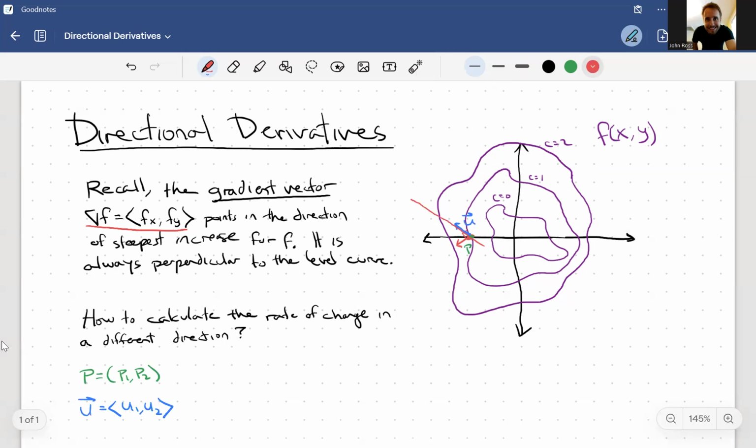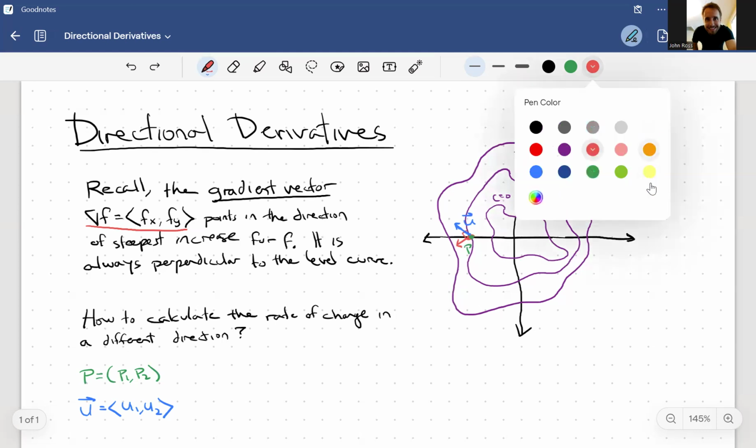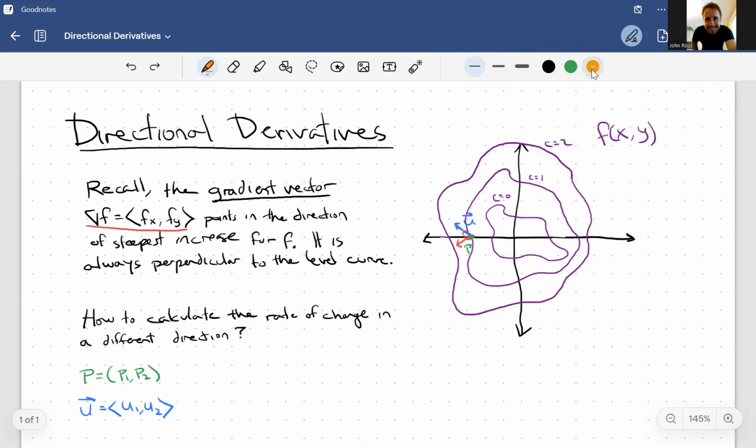And I'm realizing now that this was probably the wrong color to use. That's the same color roughly as our gradient vector. Let's use orange. So the orange line is going to be this line moving through P in the direction of U. And let me give this a name. Let me call this L of T.